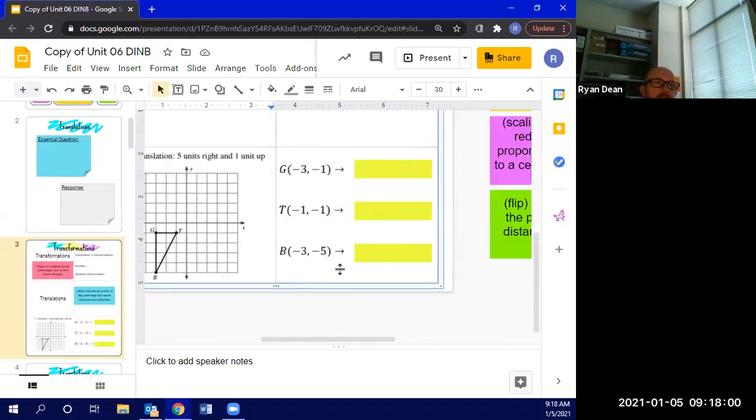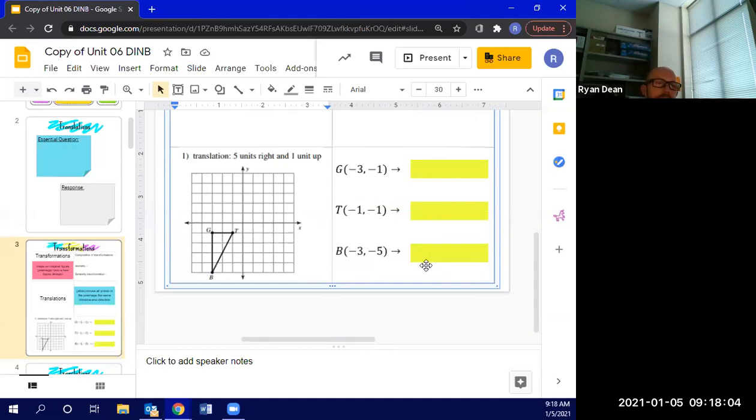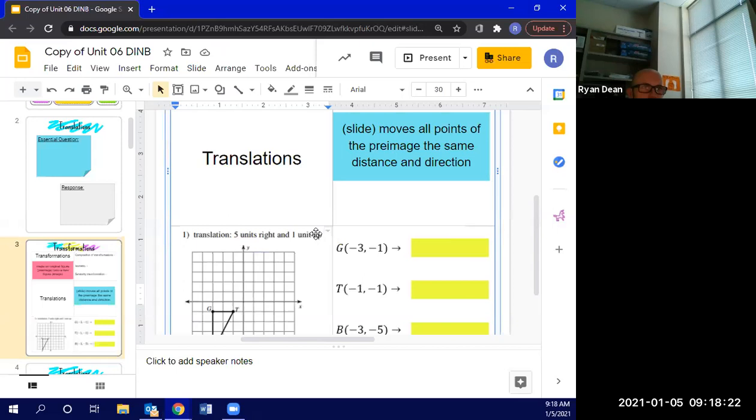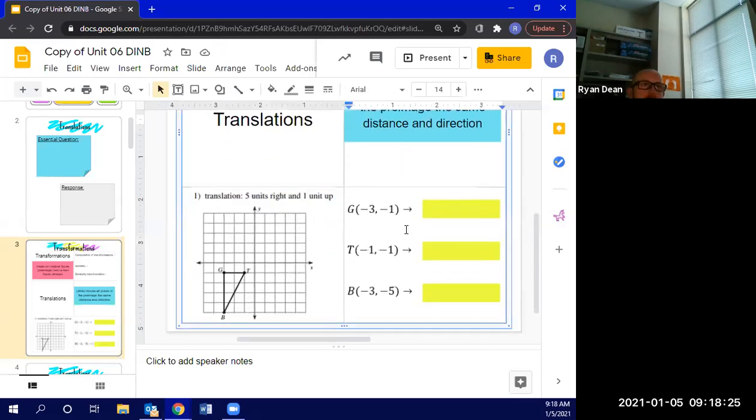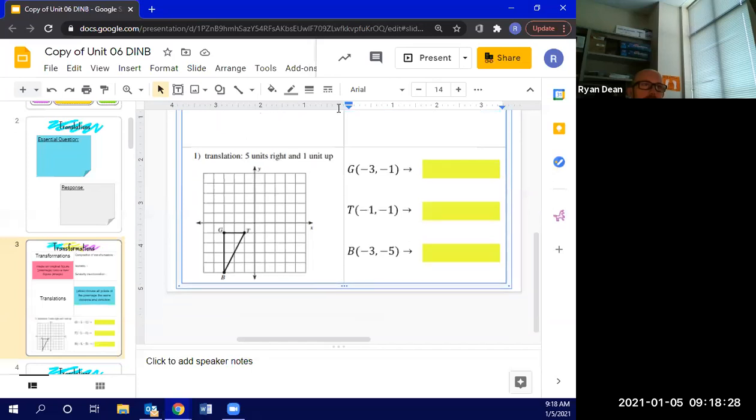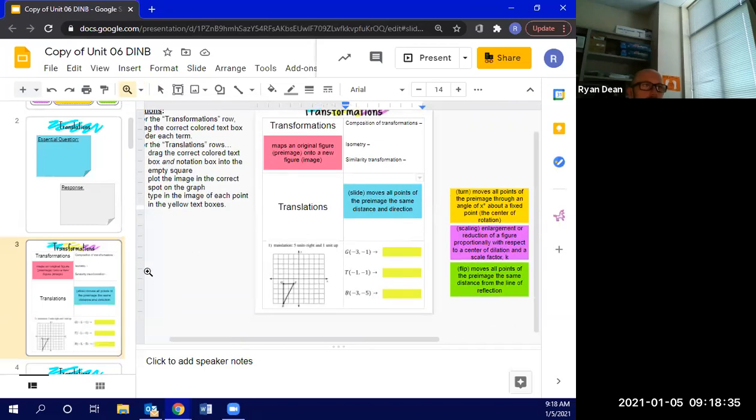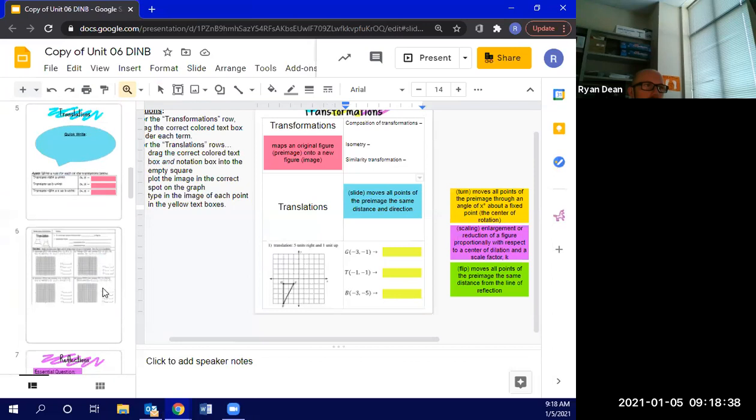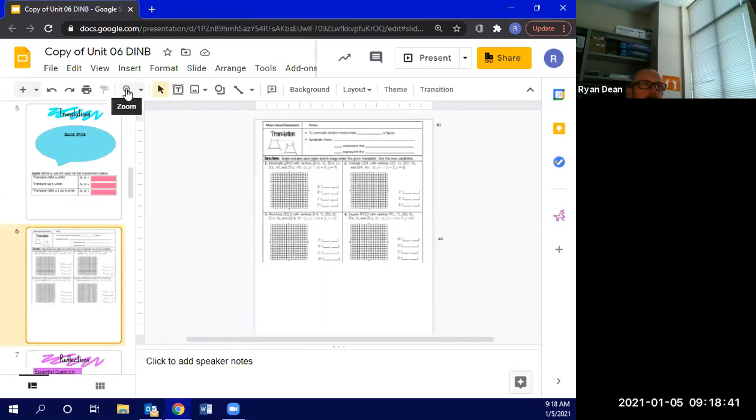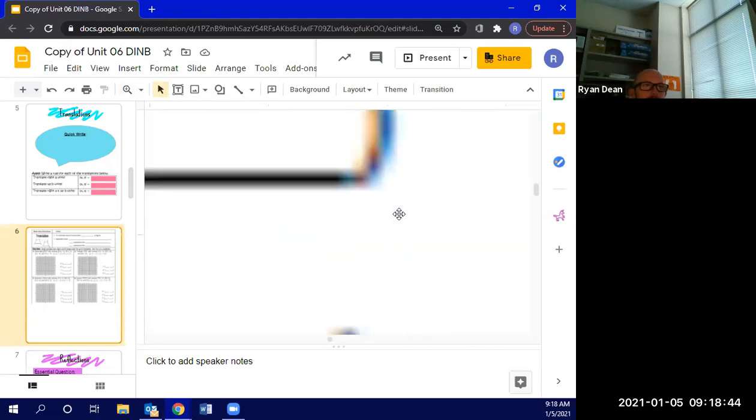Now, there's different ways that you will see things worded when you're asked a question. Some questions may say translate the pre-image 5 units right and 1 unit up. They may just list it out like this in a full sentence. Now, another way that you might see it is something like this. Let me zoom in real quick.